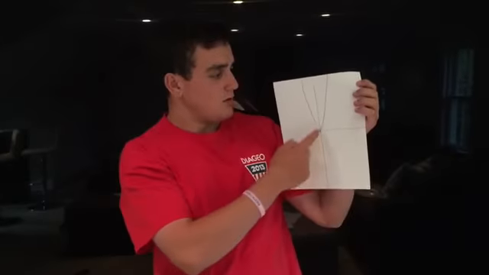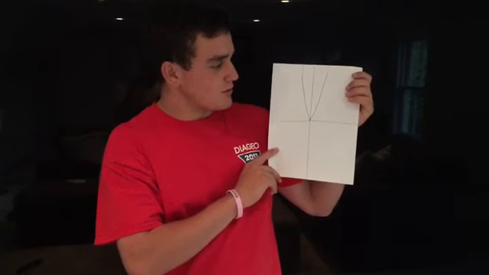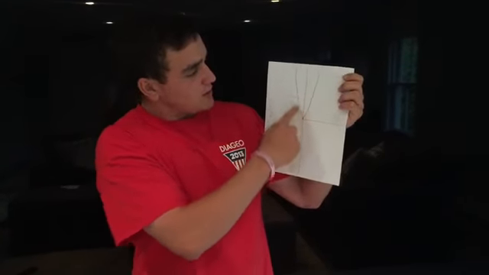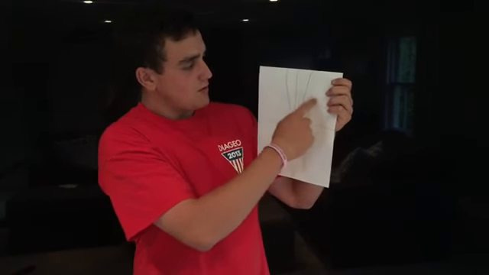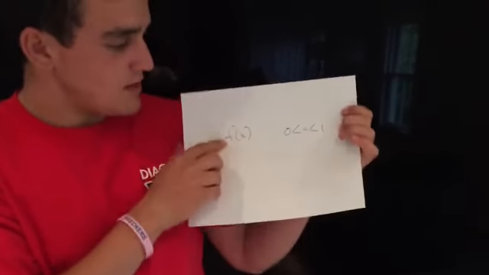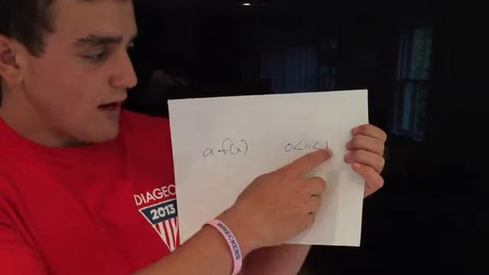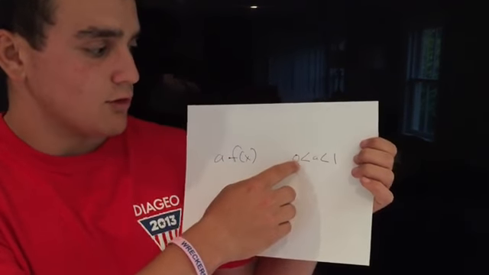This is an example of a vertical shrink. As you can see, the parent graph is larger than the second graph. The equation is a times f of x when a is a fraction less than 1 or greater than 0.